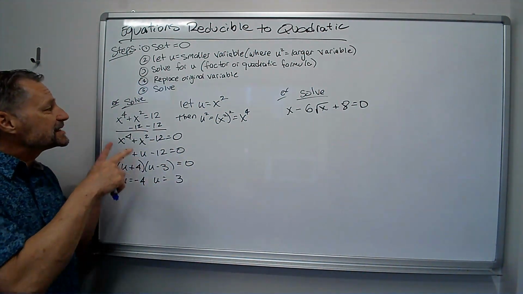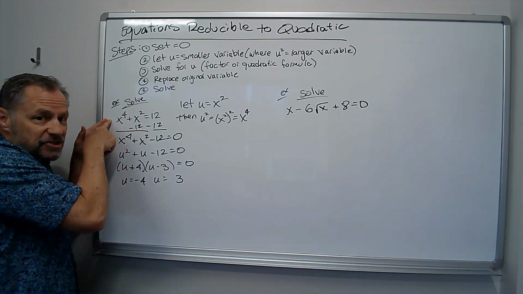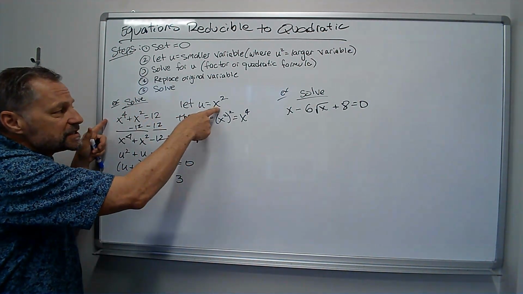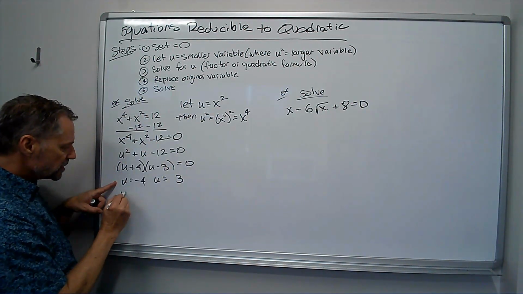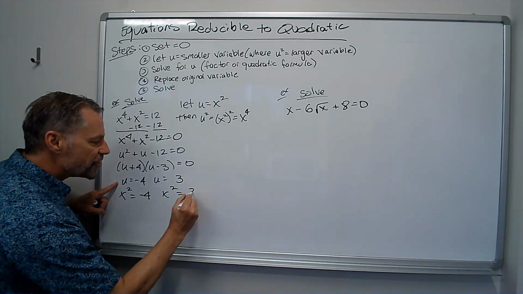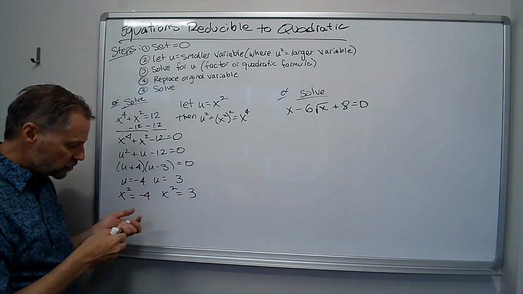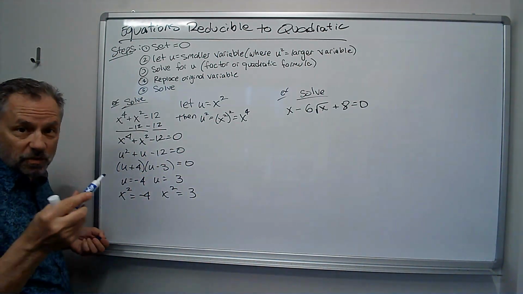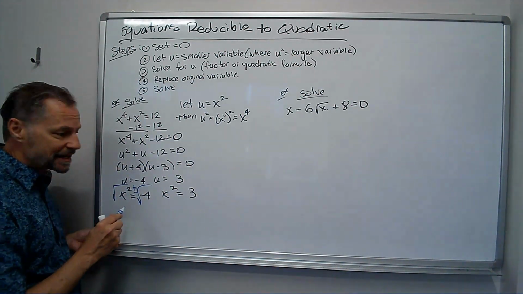But I'm not done because I wasn't solving for u. The original problem didn't have u in it. It's x. I need to solve for x. But u is equal to x squared. So I can replace this u with an x squared. So x squared equals negative 4, and x squared equals 3. Now I solve those. Well, to solve a square, we take the square root. Remember, we can only do that if we say plus or minus.